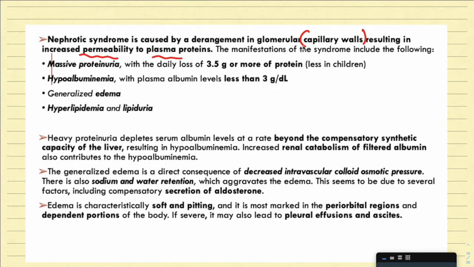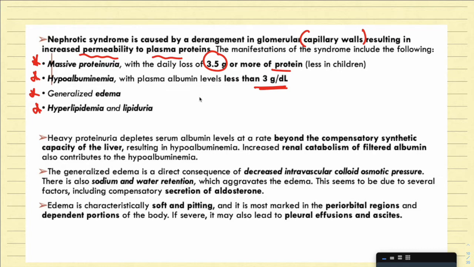So what are the manifestations of this syndrome? There is a massive proteinuria with a daily loss of 3.5 grams or more of protein in urine. Very, very important. Hypoalbuminemia with plasma albumin levels less than 3 grams per deciliter. There is a generalized edema or anasarca. Along with that, there is hyperlipidemia and lipiduria.